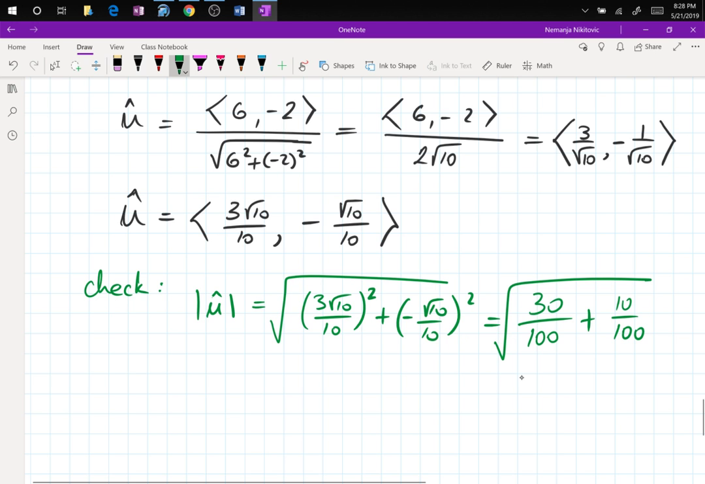Well, this doesn't work. Oh, 3 squared is 9. That's 90. Holy nightmare. Scared me. I thought I broke math.